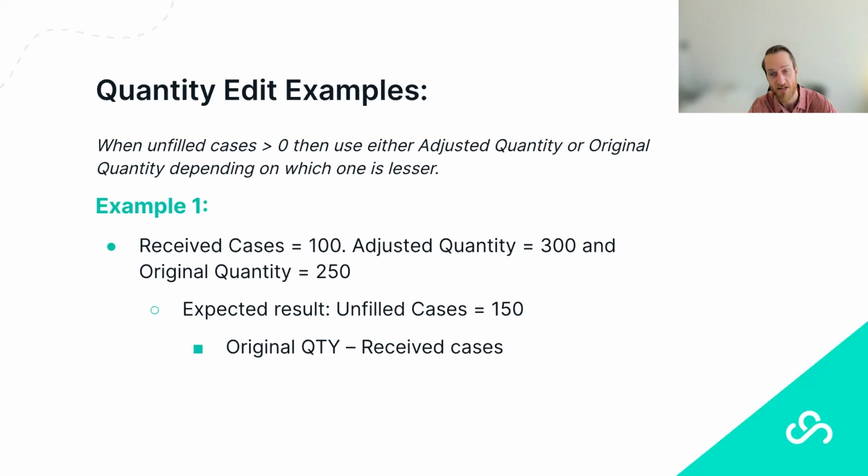So if you adjust it to be greater than the original quantity, you get graded on the one that's more minimal. So original will come into play there. And then another scenario here where the adjusted quantity is 200 and the original quantity is 250, then it should be based on which one is lesser.